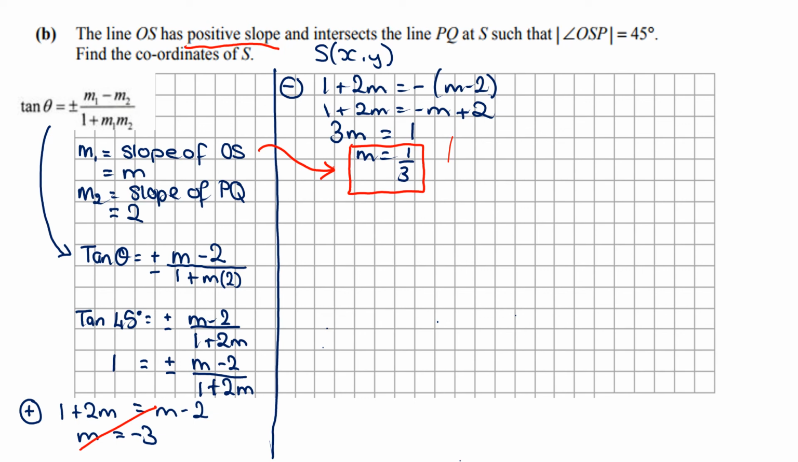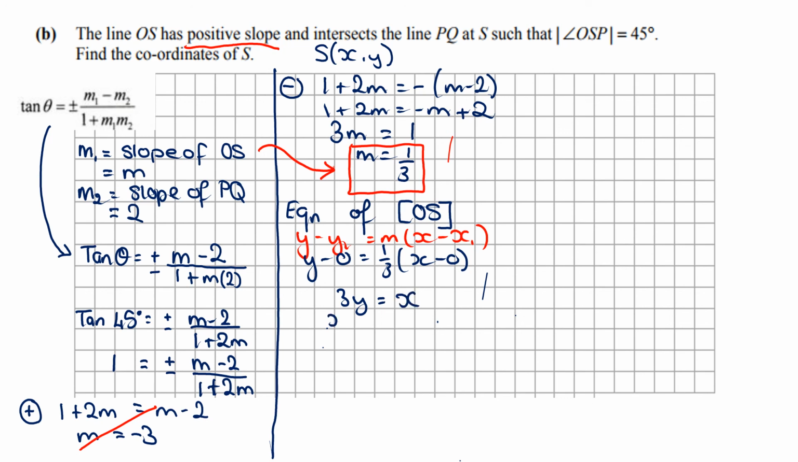In order to do that, we're going to have to work out first the equation of OS. That should be straightforward to do now that we have the slope of OS and we have a point, (0, 0). So when we do that, using our formula from page 18, y minus y1 is equal to m bracket x minus x1, we get y minus 0 is equal to 1/3 (x minus 0). So we're left with 3y is equal to x, or if you prefer, x minus 3y equals 0.